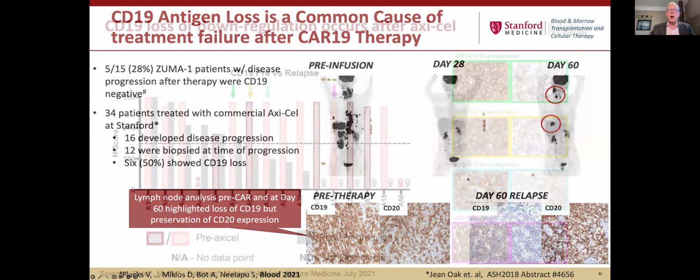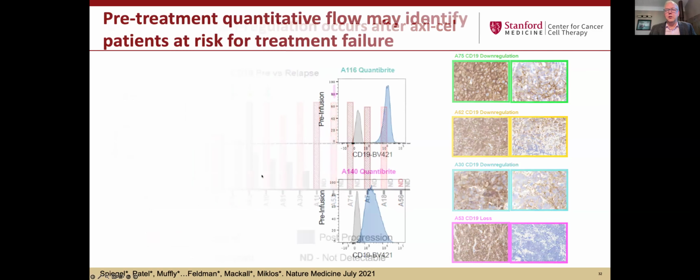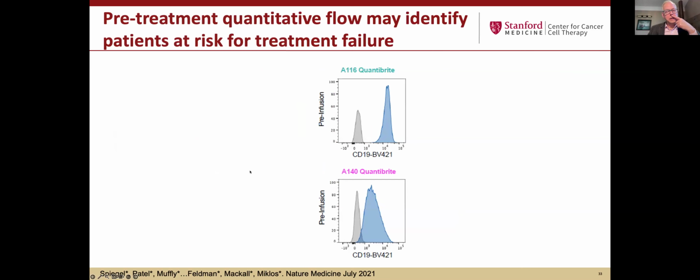Now, this is not an uncommon problem. Here is the analysis of the first 50 patients we treated at Stanford, and 17 had progression, and we show you the expression of their tumor antigens by immunohistochemistry before and after. On the far right, you see 6 patients where there's really no detection of CAR19. Then in the middle, you see low expression of CAR19, shown in the green, yellow, and teal. And then on the left, you see patients who still have good expression but had progression. So there must be other reasons why patients have tumor progression. And our lab has been trying to understand this even better.